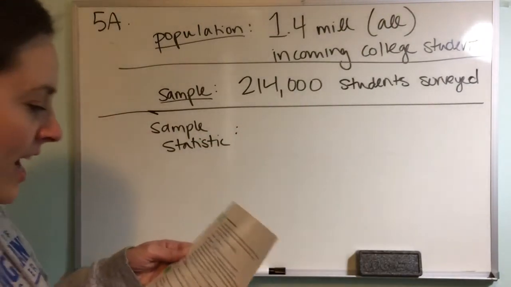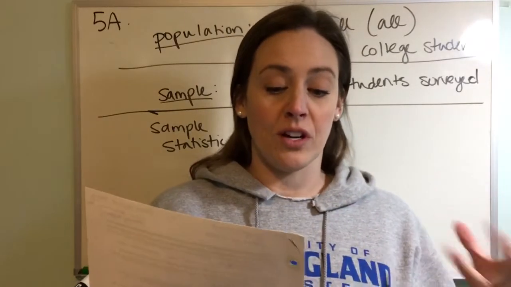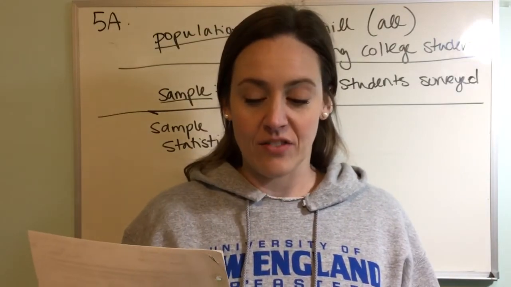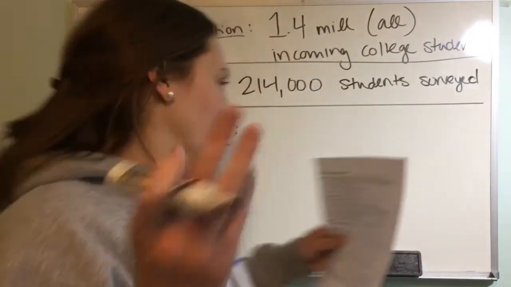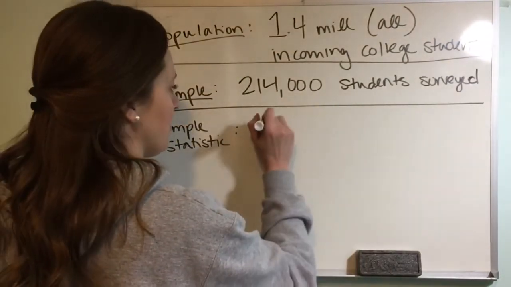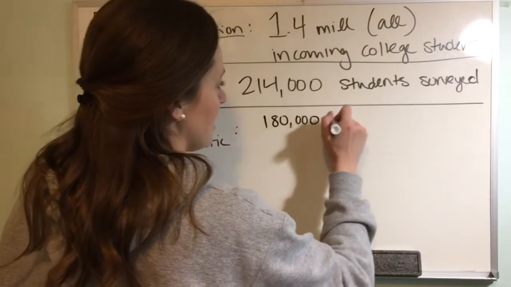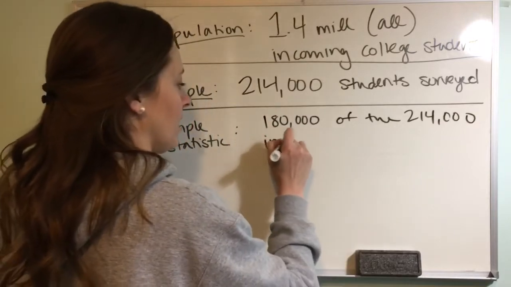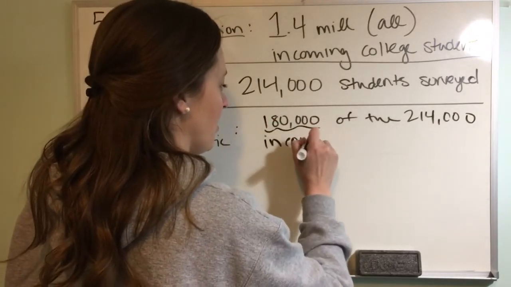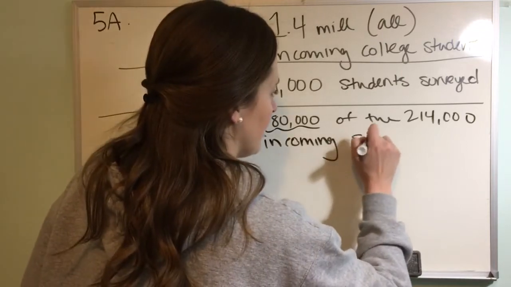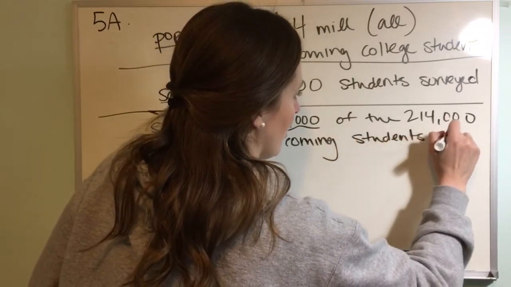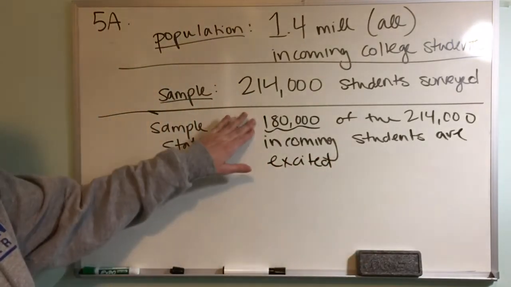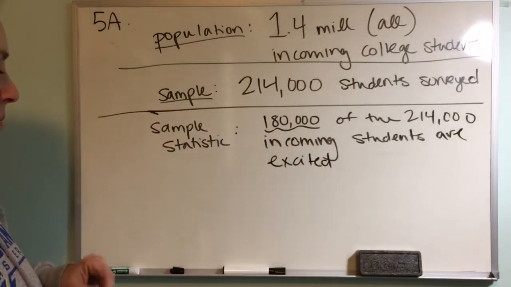For the sample statistic, I'm going to say, because I already did the math on it, okay, out of 214,000 incoming college students, 180,000 of them are excited about going to college. Okay, so again, I just made up that 180,000 number. 180,000 of the 214,000, I just made this number up. They don't give us a number right now. Incoming students are excited. Okay, that would be the sample statistic. If they said a certain number, they didn't, I just made one up.